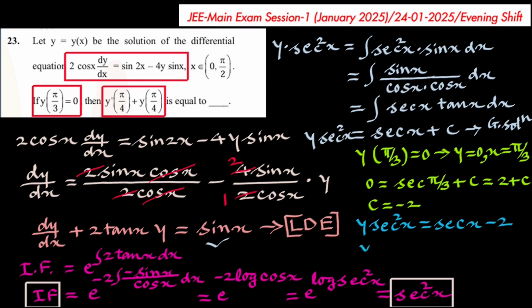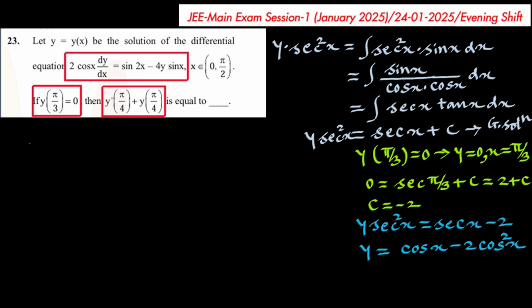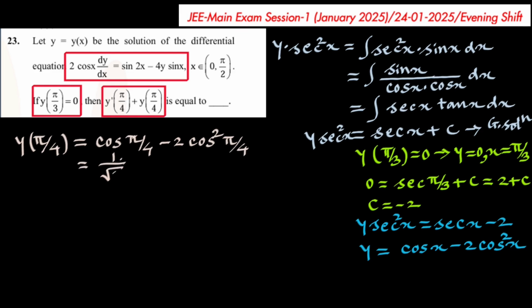That gives y equals, dividing by sec square x, cos x minus 2 cos square x. We will wipe this part. Now we will find y of pi by 4: cos pi by 4 minus 2 cos square pi by 4, 1 upon root 2 minus 2 times 1 upon 2. So y of pi by 4 is 1 upon root 2 minus 1.